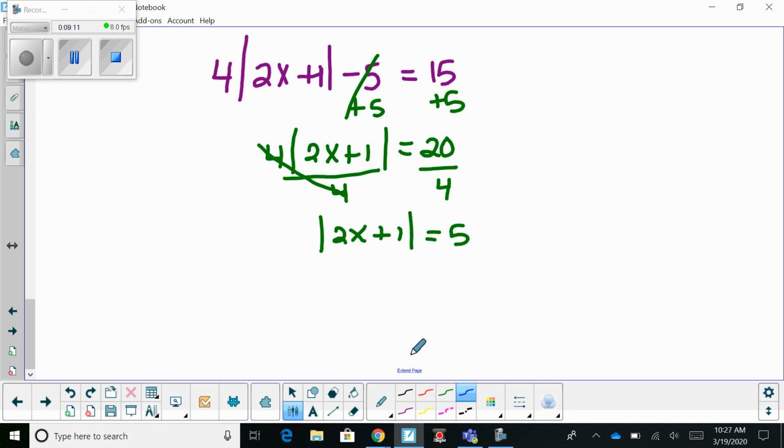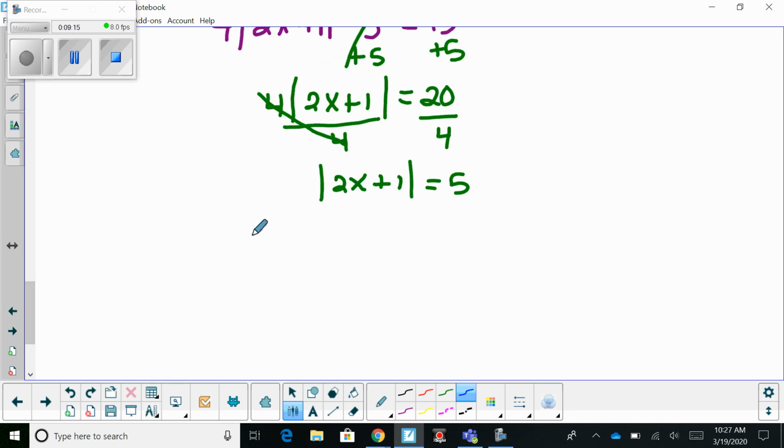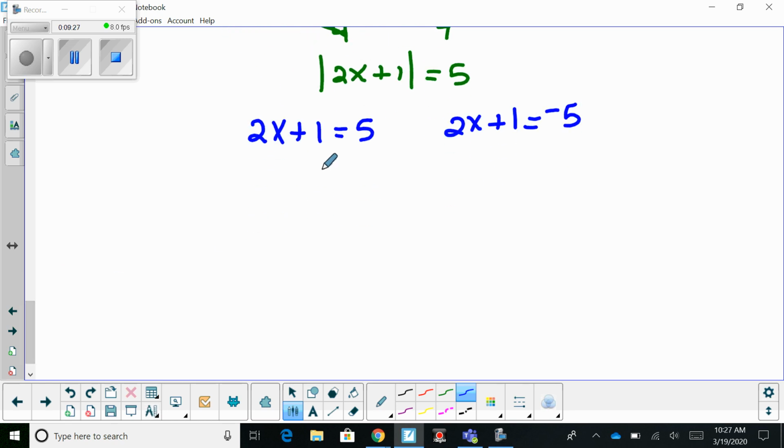Now that that absolute value is isolated, I could break it apart and set it equal to the positive and the negative. So 2x plus 1 equals positive 5. 2x plus 1 equals negative 5. Subtract 1, subtract 1. 2x equals 4. Divide by 2, divide by 2. X equals 2.